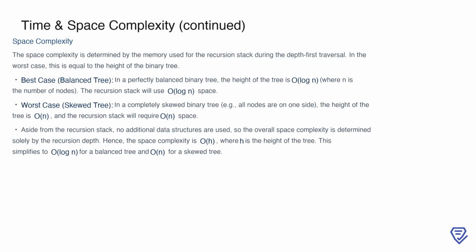In contrast, in the worst-case scenario of a completely skewed tree, where all nodes are aligned to one side, the height becomes O(n), resulting in a recursion stack space of O(n). It's important to note that aside from the recursion stack, no additional data structures are used in this solution. Therefore, the overall space complexity is O(h), where h represents the height of the tree. This simplifies to O(log n) for a balanced tree and O(n) for a skewed tree.